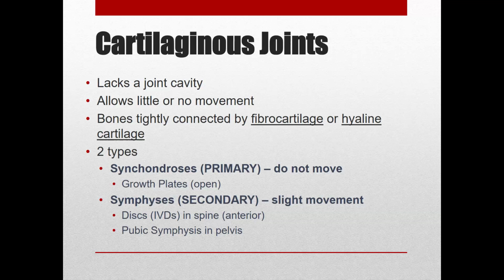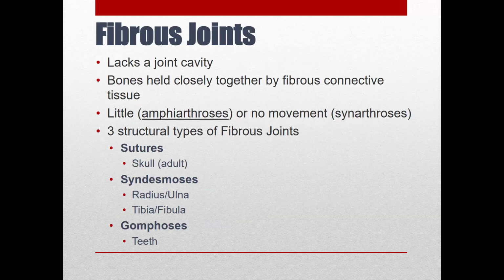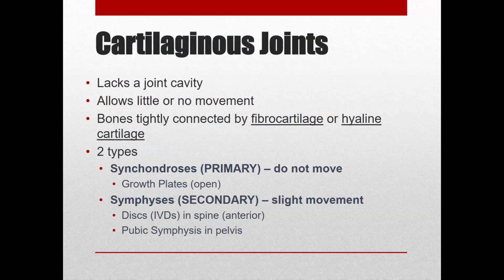So for the bigger test, you should know fibro used here, hyaline used for synchondrosis, fibrocartilage used for symphyses. And once you get past this hurdle of these first two slides here with your examples of fibrous and cartilaginous, the rest of it does get easier. So this is the toughest part, these first two example slides here.